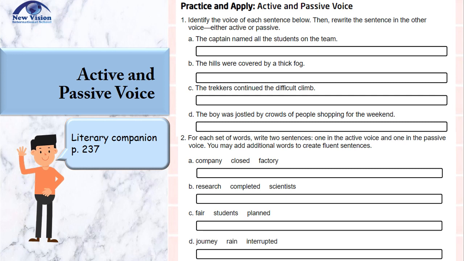Let us practice and apply. Active and passive voice. Identify the voice in each sentence below. Then, rewrite the sentence in the other voice, either active or passive. Please pause this video as you answer.